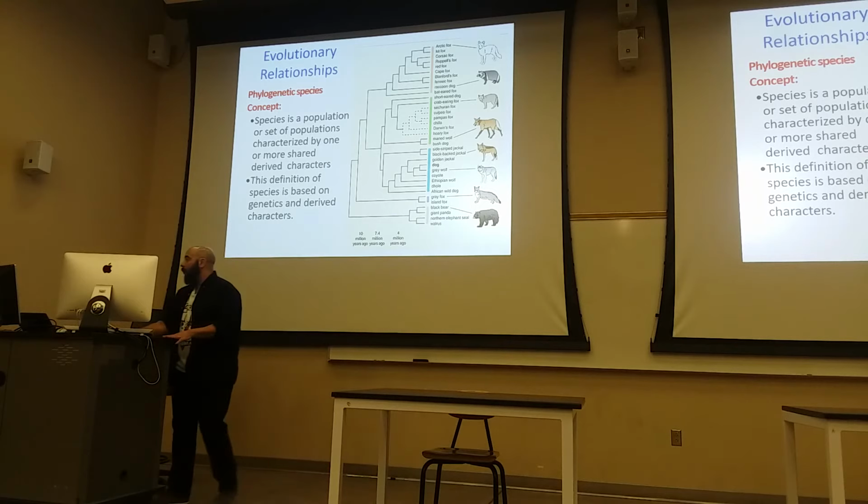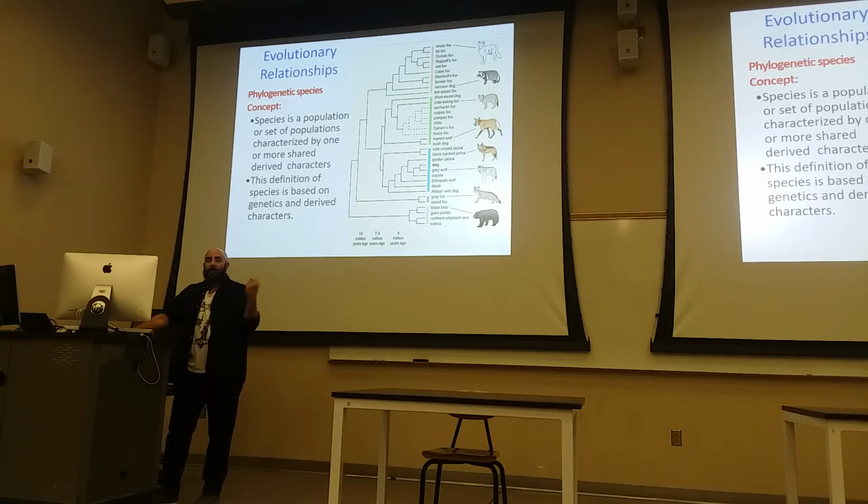And look at this thing, this raccoon dog. I don't know what that is, but it's more closely related to the Arctic fox, right? So the morphological species concept definitely has some issues, right? Because we can see right here.